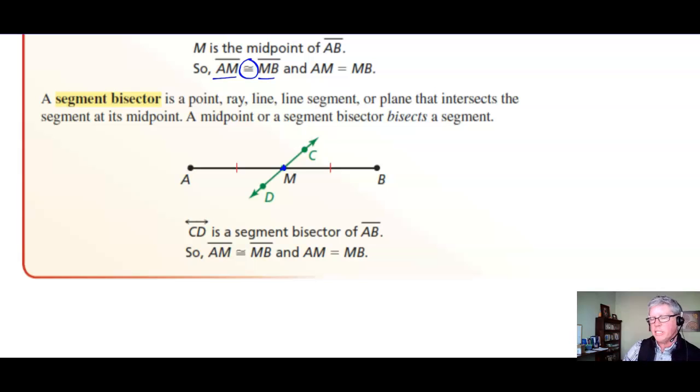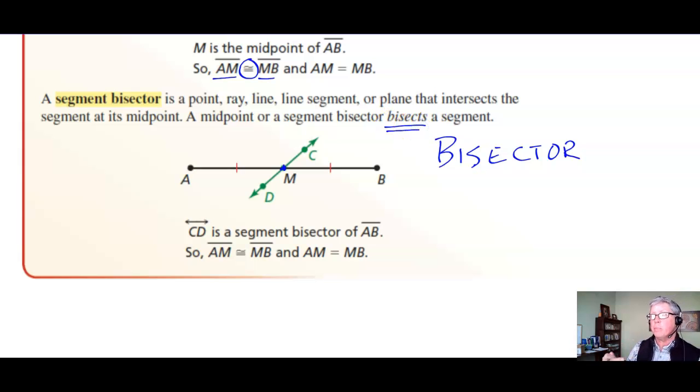So we call it a segment bisector because what is it doing? It's cutting that segment, it's bisecting it. So it's really the word bisector that we have to understand. We have the word bi, which is two, okay, bicycle, two wheels. Intersect means they touch. So when we say bisector, we're saying that it touches or intersects and cuts it exactly into two equal parts. So we say it bisects the segment.